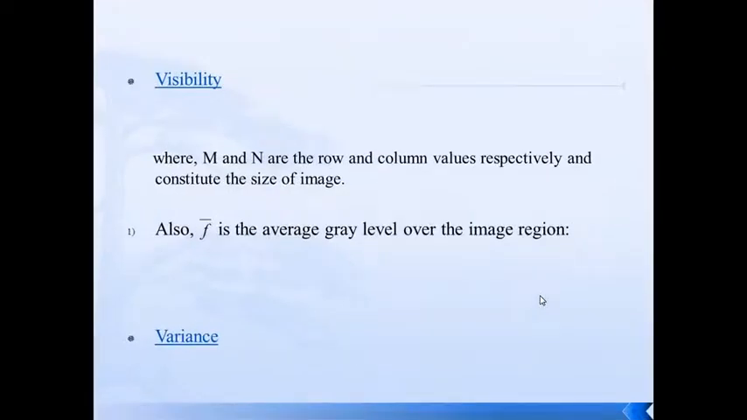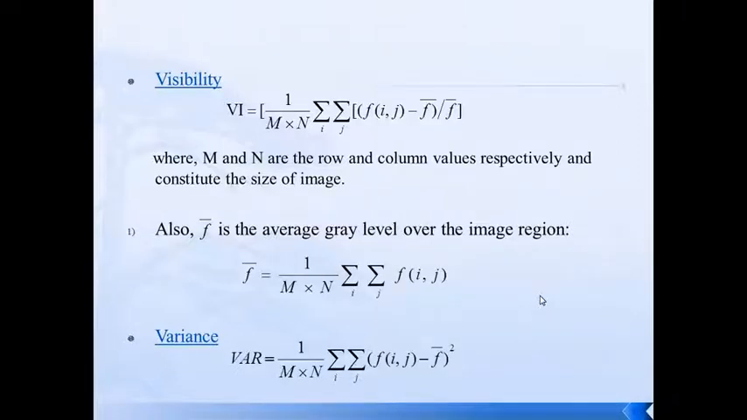In this method, we use two different sharpness criteria. One is visibility and the other is variance. In visibility, f of ij is a particular pixel, and we find the average gray level over the image, where f bar represents that, and this entire computation finds the visibility of a window of the image. The same applies for variance with this formulation.